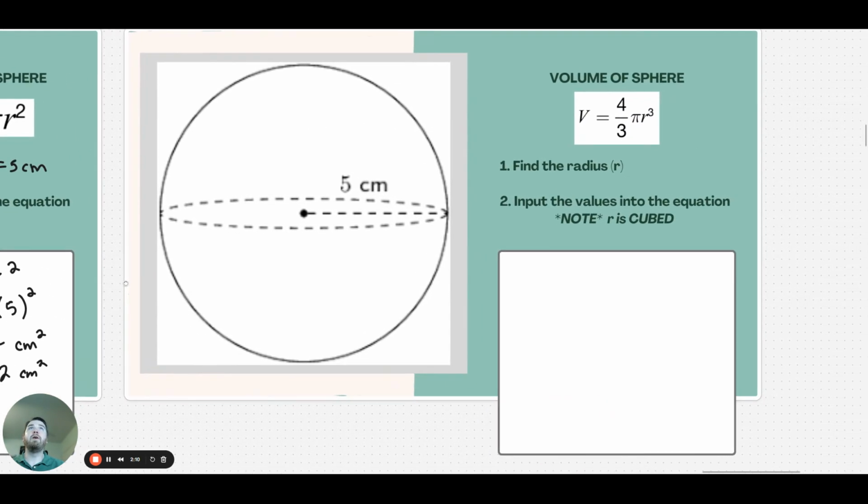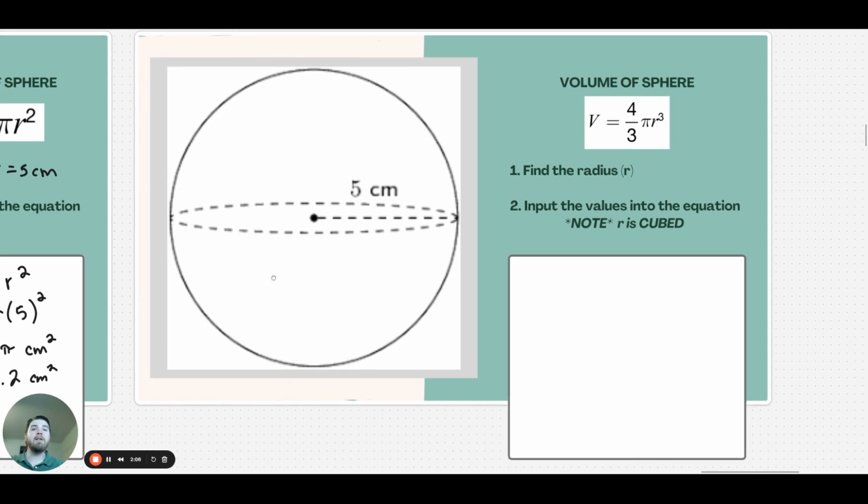Now my volume is, again, I just need the radius. It's not very difficult to do this. The big thing that you've got to do, once you find your radius, so my radius is just 5 centimeters, you're going to plug it into the equation. I put this little note on here. Don't forget that your radius is cubed. So cubed, remember, cubed means you're taking something to the third power.